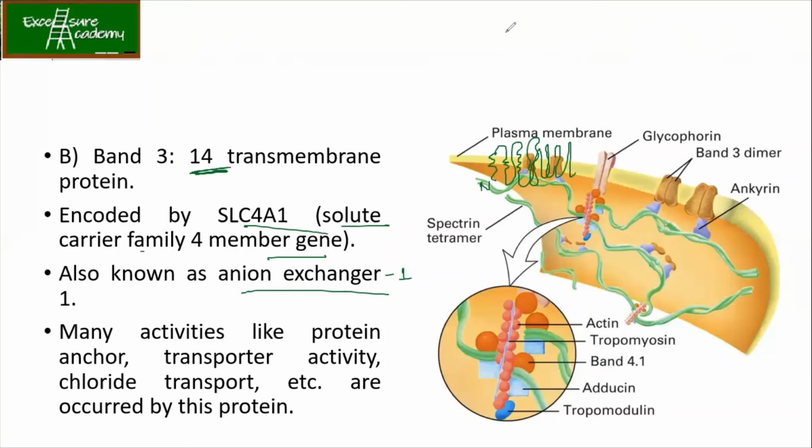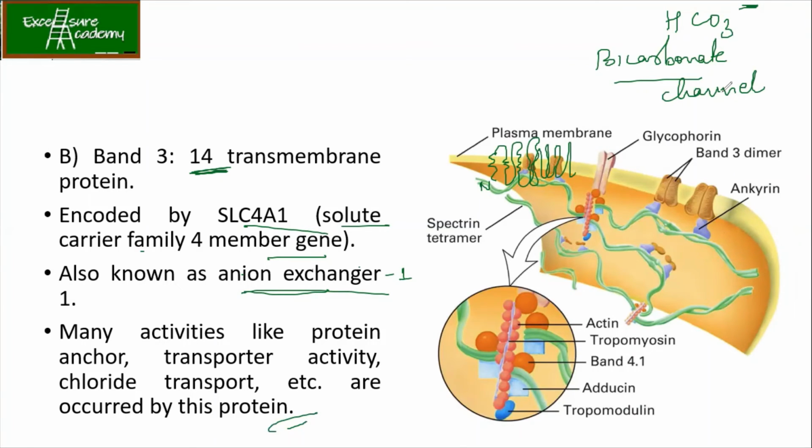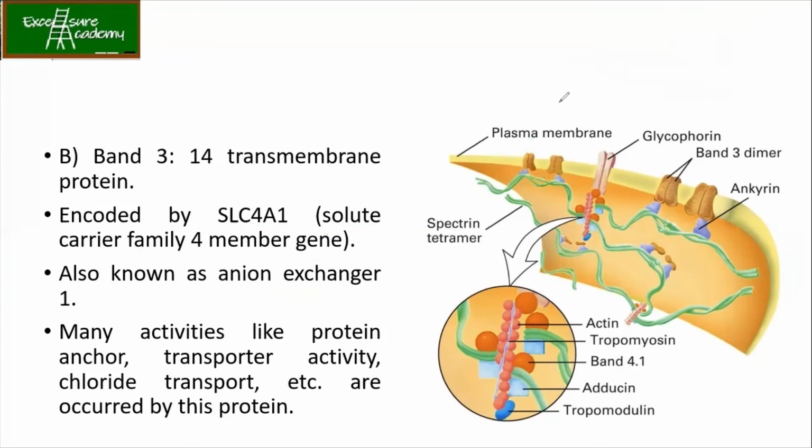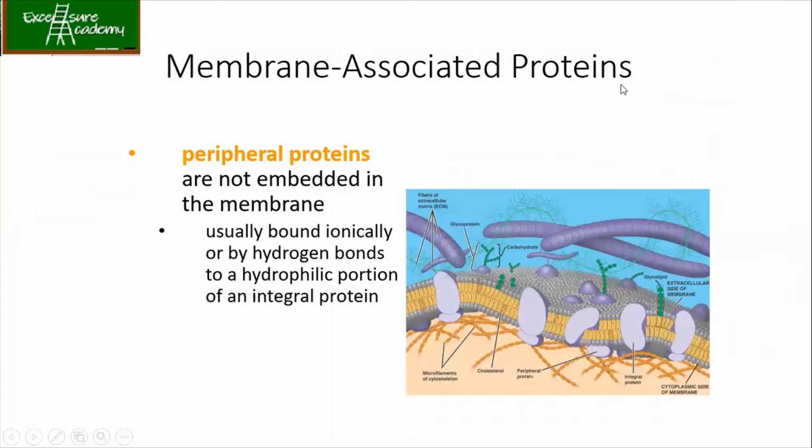It is also known as the bicarbonate channel. Bicarbonate anion exchanger. Bicarbonate क्या है आपका? Correct? It is negative charge. So it is also known as anion exchanger. Many activities like protein anchor, transporter activity, chloride transport, etc. are carried out by this protein. So even though it is having this name, it is responsible for many functions. And we'll talk about this band 3 in detail. Don't worry about it. ये तो बहुत ही important है. Now let's talk about the peripheral proteins. So अब तक क्या था? A glimpse of what kind of integral proteins we will be discussing.